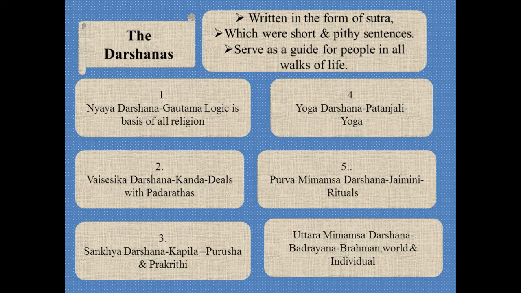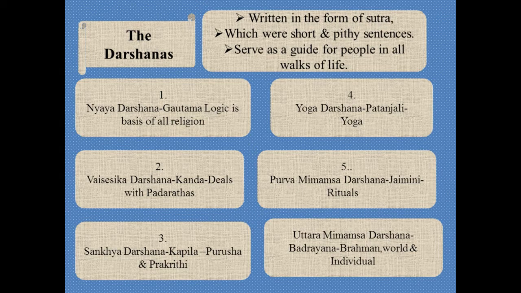Second one, Vaisheshika Darshana. Sage Kanada had dealt with this. It deals with the Padarthas. Number three, Sankhya Darshana, composed by sage Kapila, and it speaks about Purusha and Prakriti. Yoga Darshana, composed by the sage Patanjali, speaks about yoga.